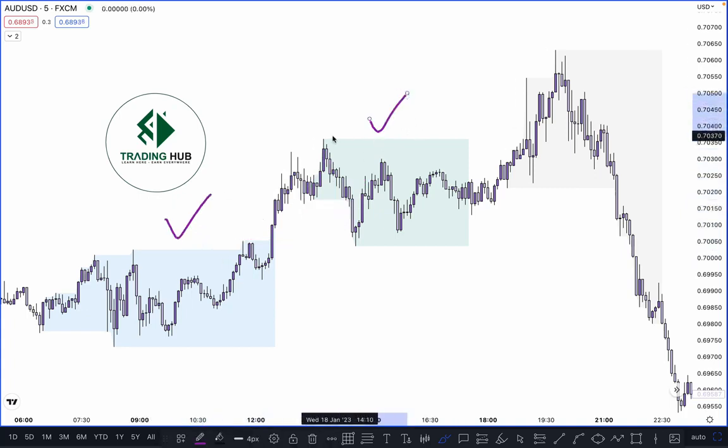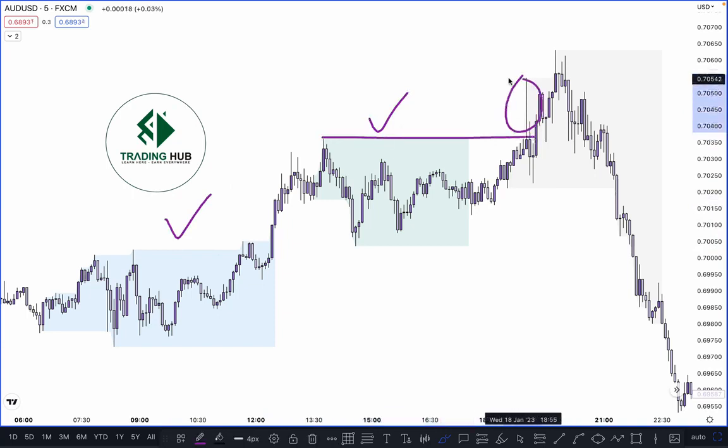Then after this, the market again broke the structure, and this is our first indication that the market is looking for a reversal. And one more confirmation is that Asian and London are both bullish. It means New York can give you a reversal move to the downside. So the same thing happened here.